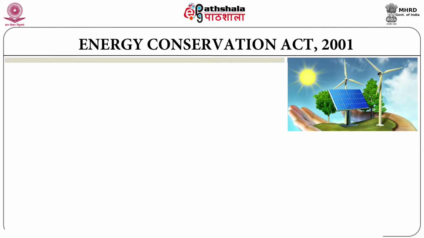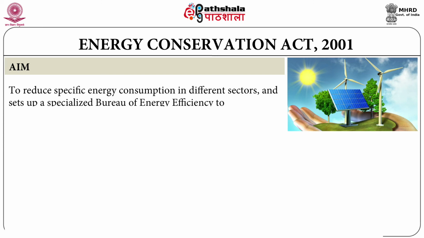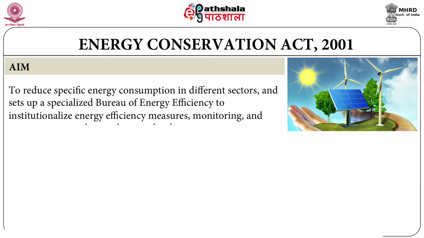Urban areas are energy consuming entities, and energy is consumed for various purposes in the cities, towns, and villages, and we see that there is an increased level of energy consumption. Sometimes we waste energy, sometimes it's inefficient energy usage. So the Energy Conservation Act of 2001 aims to reduce specific energy consumption in different sectors and sets up a specialized Bureau of Energy Efficiency to institutionalize energy efficiency measures, to monitor and measure at the macro level as well as the micro level.